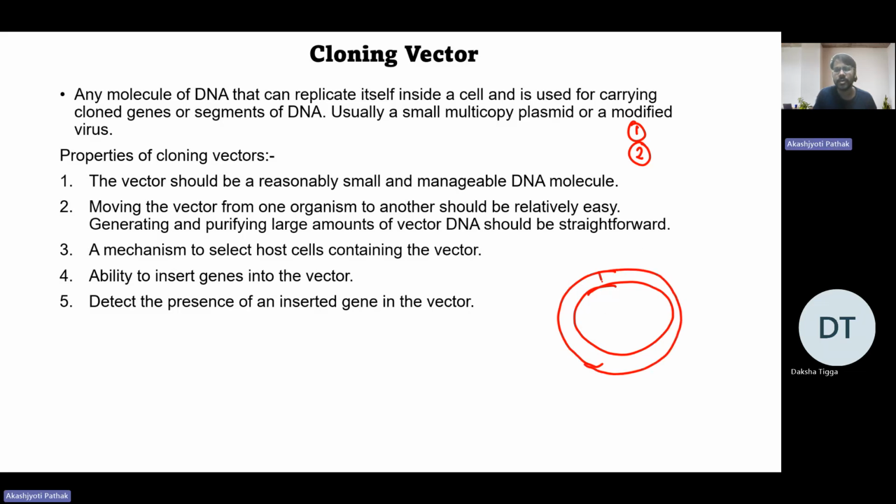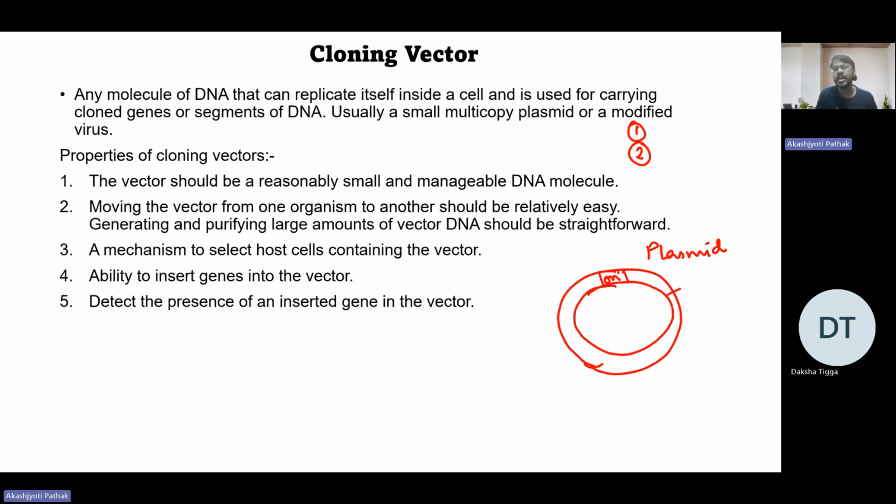So it must have an OD site. So OD site is the origin of replication. If it does not have this OD site, then this plasmid cannot replicate inside the bacterial cell. So I'm talking about plasmid vector now because it is most commonly used and it is easy to understand as well. So it must have an OD site.